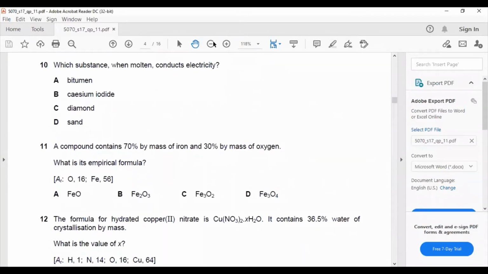Okay, which substance, when molten, conducts electricity? Metals, ionic compounds. So, which one is a metal? No metal here. This is an ionic compound, group 1 and group 7. Cesium is in group 1.